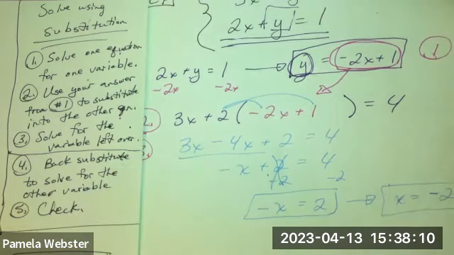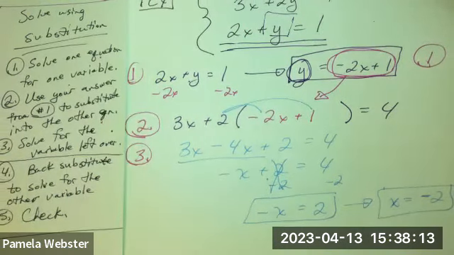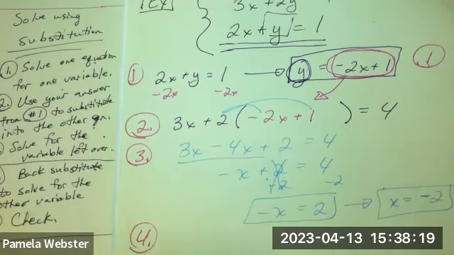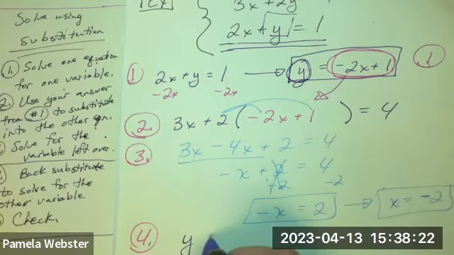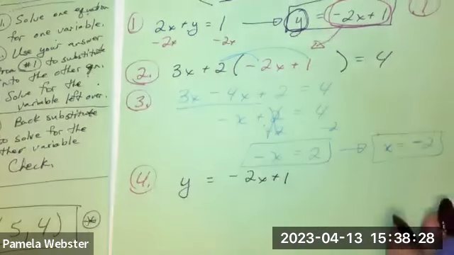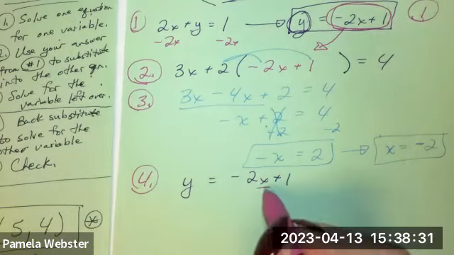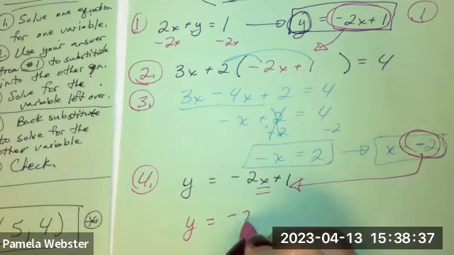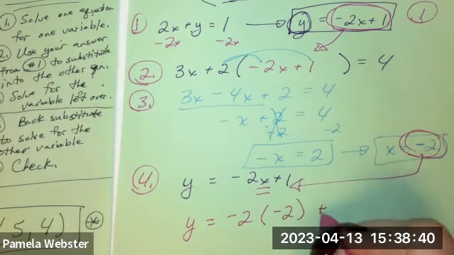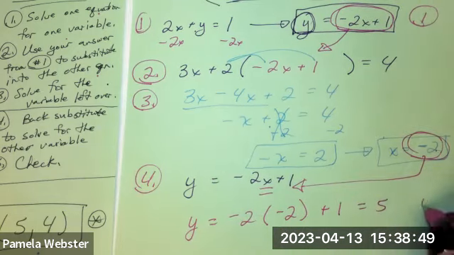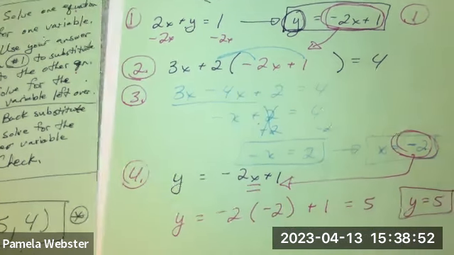Number 4 is back substitute and solve for the other variable. Well, I'm going to back substitute. Here's number 4. I'm going to back substitute in right here. So y equals negative 2x plus 1. And I'm going to use this negative 2 in there, right? That's what I'm going to plug in. So instead of x, I'm going to put in negative 2. So this is going to look like y equals negative 2 times negative 2 plus 1. But a negative times a negative is a positive. So this is a positive 4 plus 1 is a 5. So y equals 5.